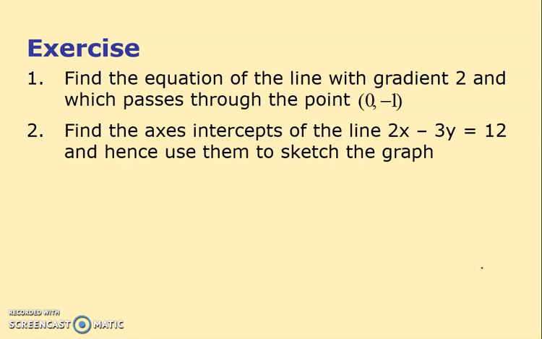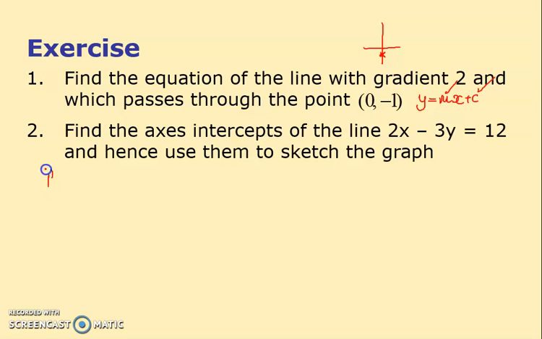So anyway, a couple of questions as an exercise. Find the equation of the line with gradient 2, which passes through the point (0, -1). Now this is perfect for an equation of the form y equals mx plus c. Because I'm told the gradient, tick, and I'm told this basically is the y-intercept. It says 0 across, so it's on this line, minus 1 down 1. That's the y-intercept. So I know the c as well.